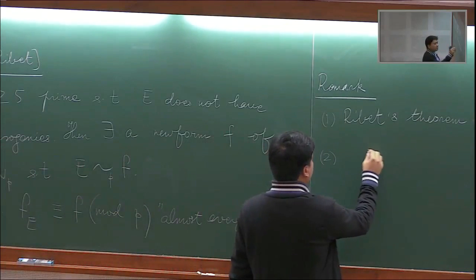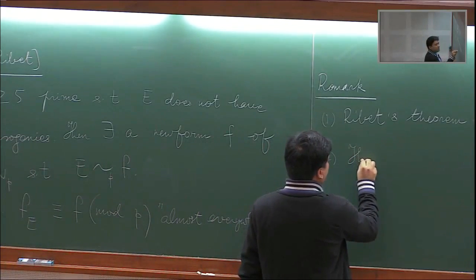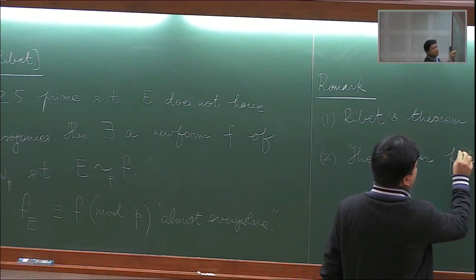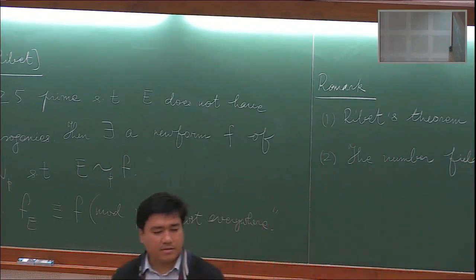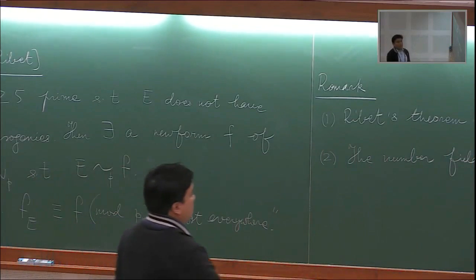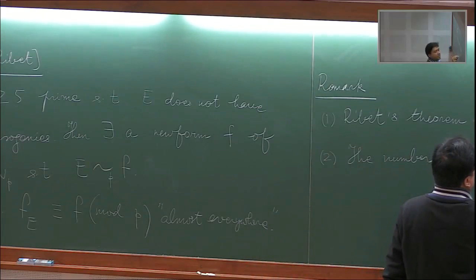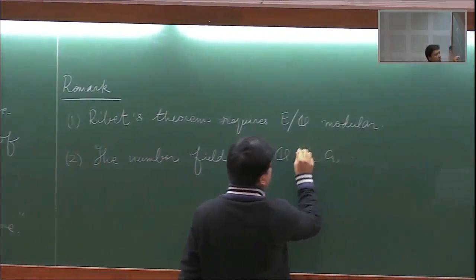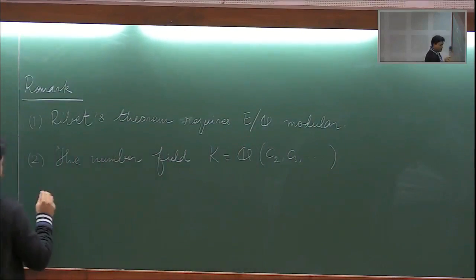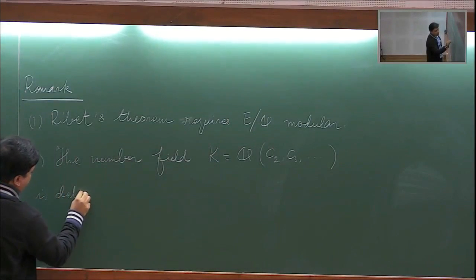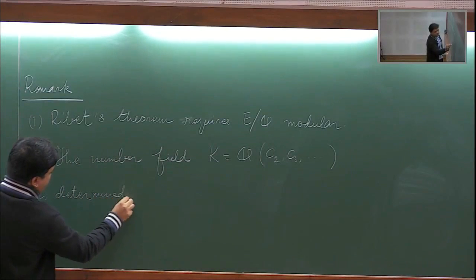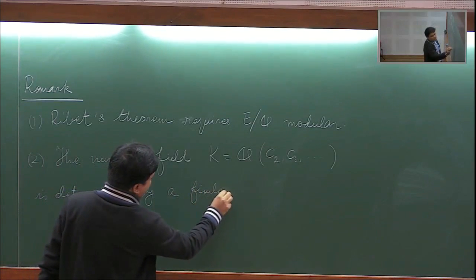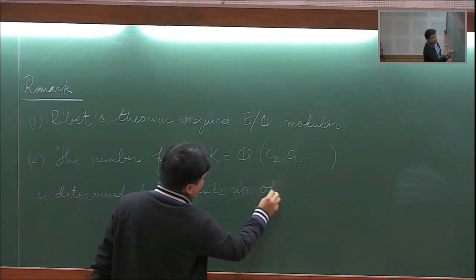So the number field K, which is nothing but Q adjoined with all the Fourier coefficients c_2, c_3, and so on, is determined by a finite number of Fourier coefficients.